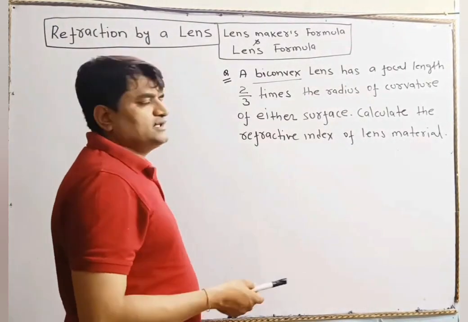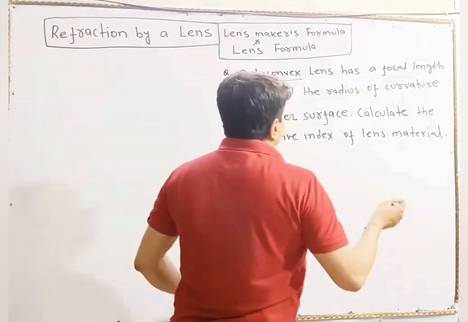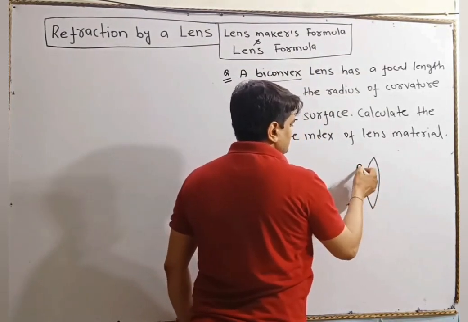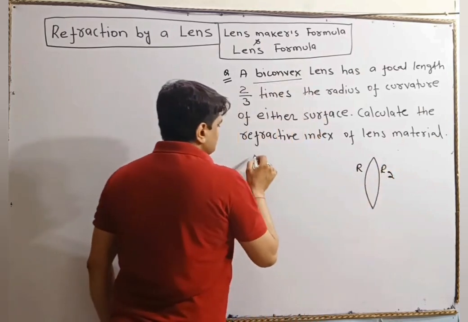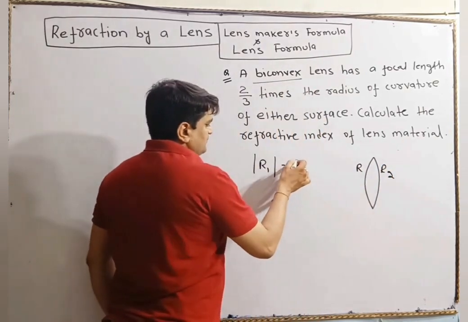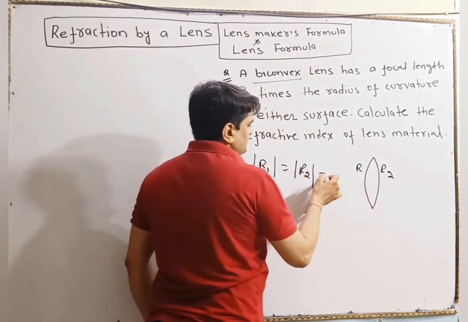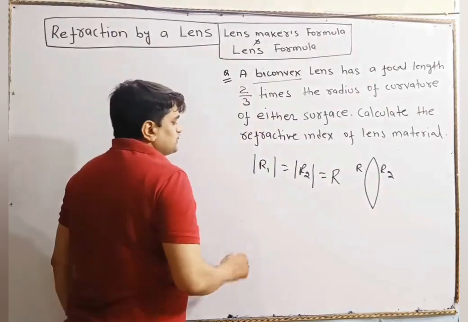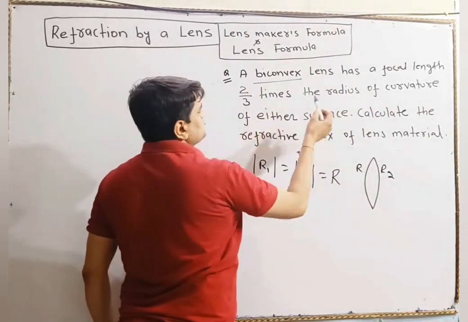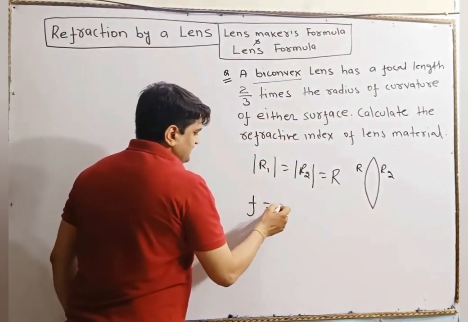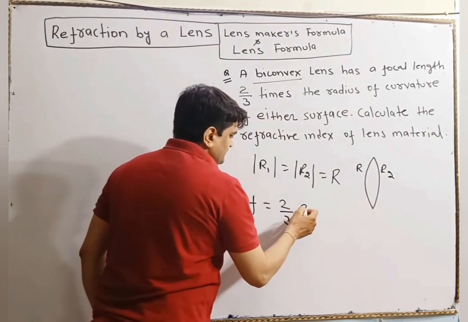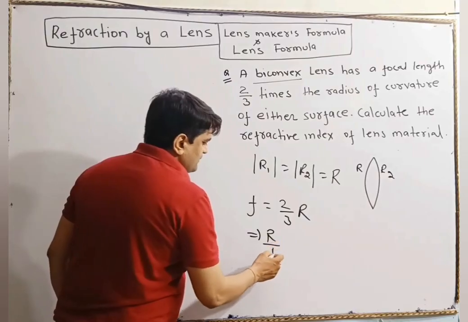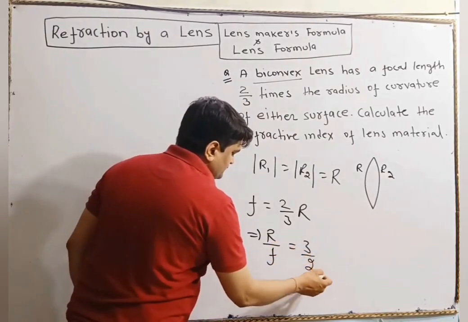Calculate the refractive index of the lens. Very easy question. It is a biconvex lens. That means the radius of curvature will be the same. That is, the magnitude of R1 must be equal to the magnitude of R2, and let us say it is R. Also, the given focal length is 2 by 3 times R. That means F is 2 by 3 times R, so R upon F must be 3 by 2.